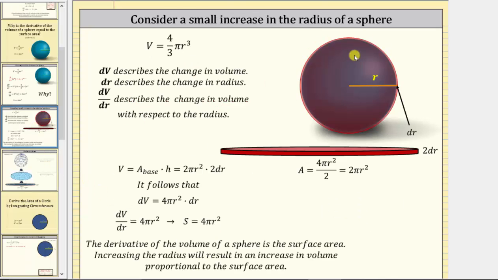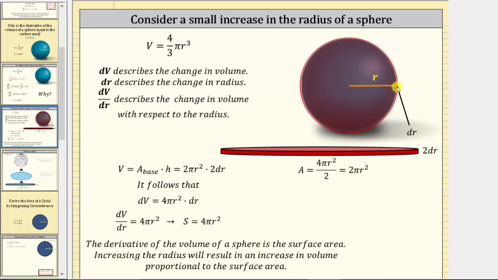To begin, let's review some notation, where differential V or dV describes the change in the volume, differential r or dr describes the change in the radius, and therefore dV/dr, or V prime of r, describes the change in the volume with respect to the radius. And now, beginning with a sphere with radius r, let's consider a small increase in the radius. And let's let that small increase be differential r as shown here.